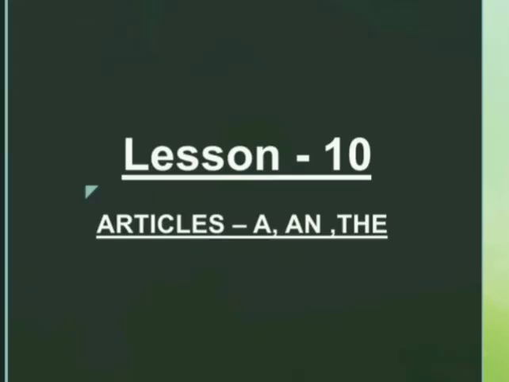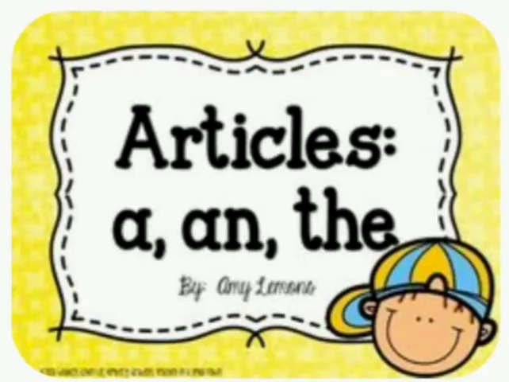Today, we are going to start lesson number 10, articles. In English, there are three articles: a, an, and the. We use a or an when we don't specify the things or people we are talking about. A or an only work with singular nouns. Article the works with both singular as well as plural nouns.